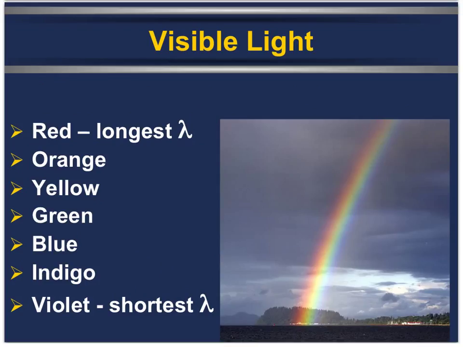You might remember from your middle school science classes this little mnemonic device, ROY G BIV: red, orange, yellow, green, blue, indigo, and violet. You do need to memorize this. I'm sorry, I feel like there is a ton of memorization going on here. But what you definitely need to remember is that red has the longest wavelength and violet has the shortest wavelength.